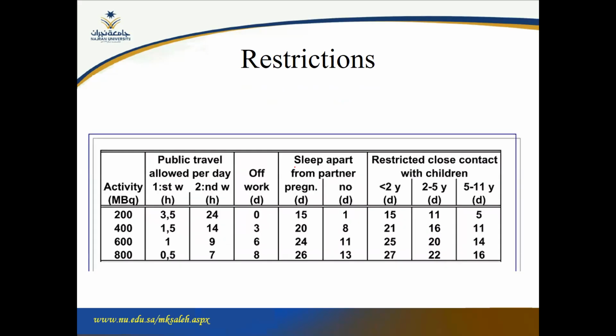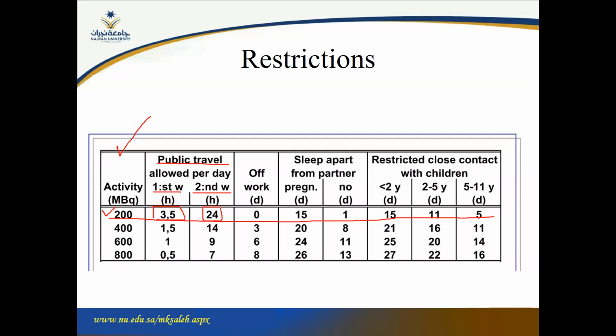Here are more restrictions. For example, in the first column here, we can see the activity. Let's take the first row as an example, okay? The patient could ask you about public travel. If he received 200, he is allowed to travel per day in the first week. In the second week, he is allowed to travel for 3.5 hours. In the second week, he is allowed to travel for 24 hours.